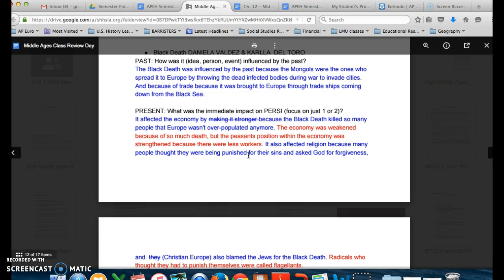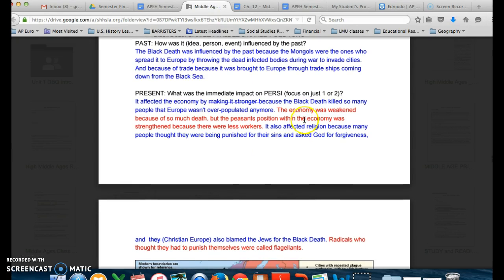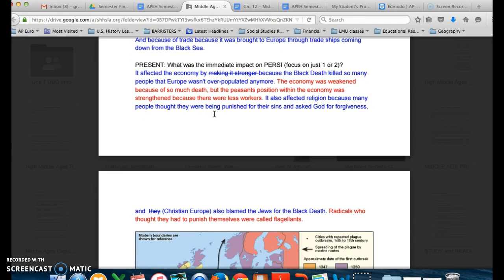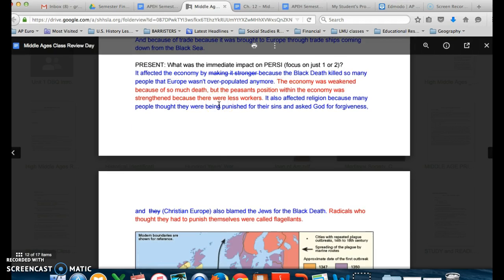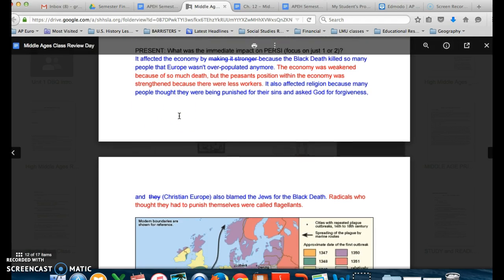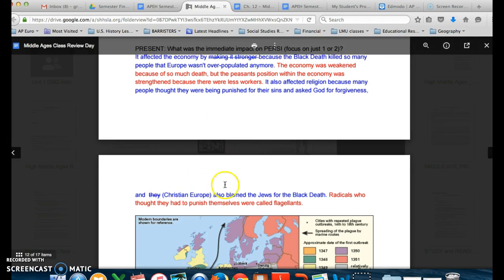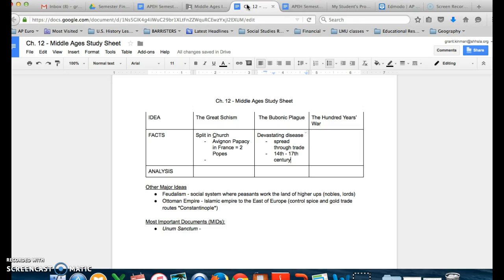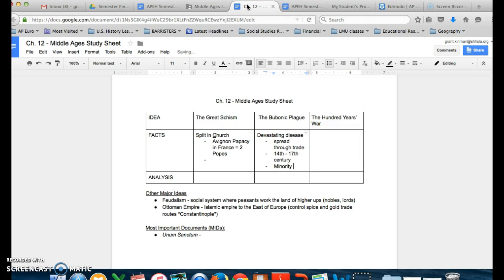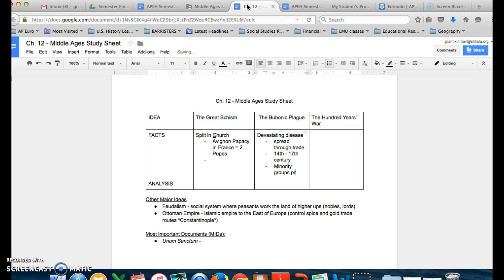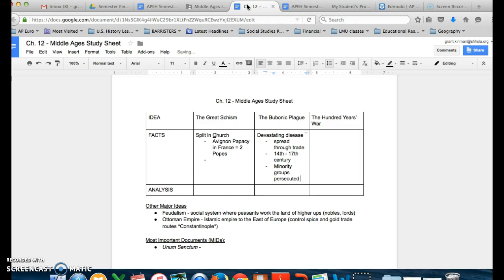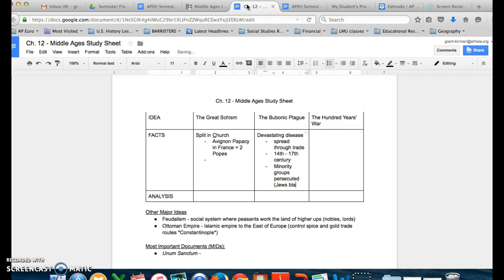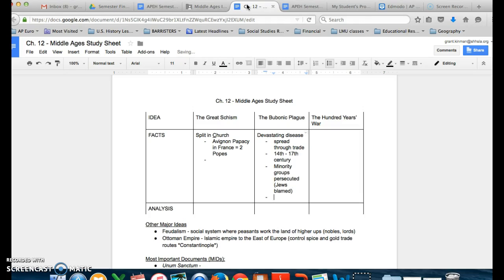Okay, what else? It killed so many people that Europe wasn't overpopulated. The economy was weakened because of so much debt, but the peasants' position within the economy was strengthened because there were fewer workers. Ooh, that's interesting. It also affected religion because many people thought they were being punished for their sins and asked God for forgiveness. These people blamed minority groups like the Jews for the Black Death. Ooh, that's important stuff. So I'm going to add a couple of things. Minority groups persecuted. Jews blamed.